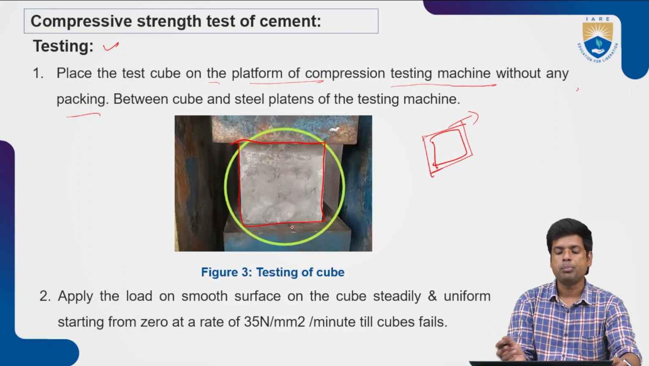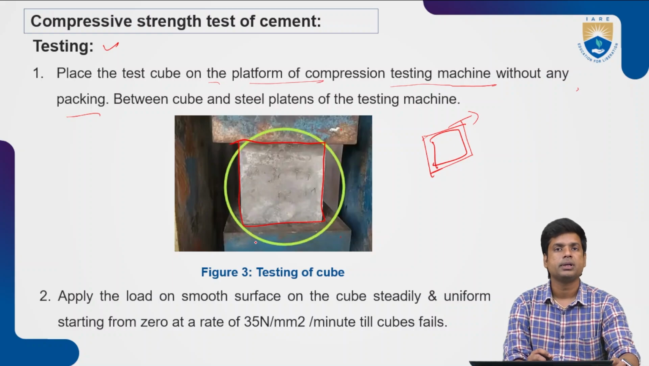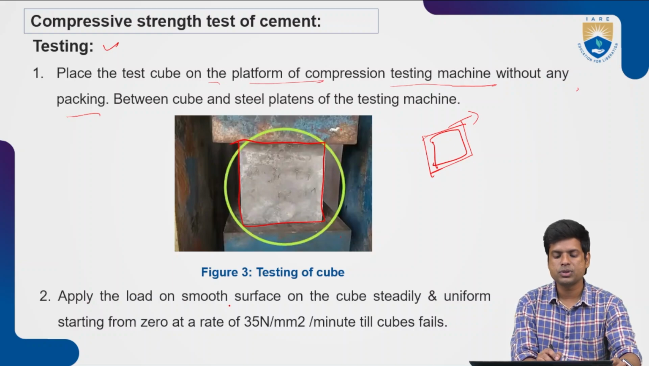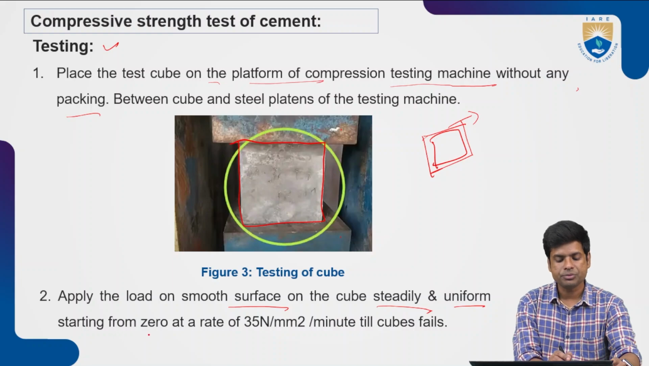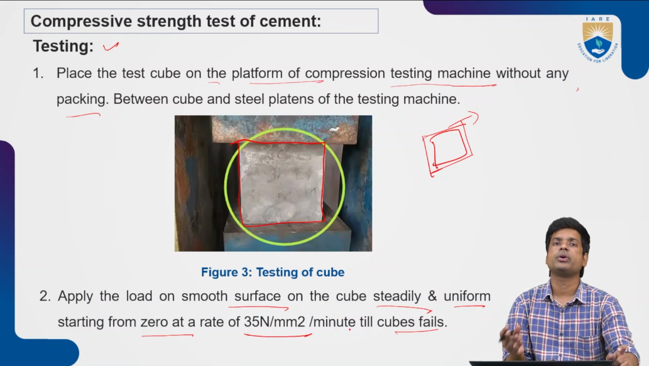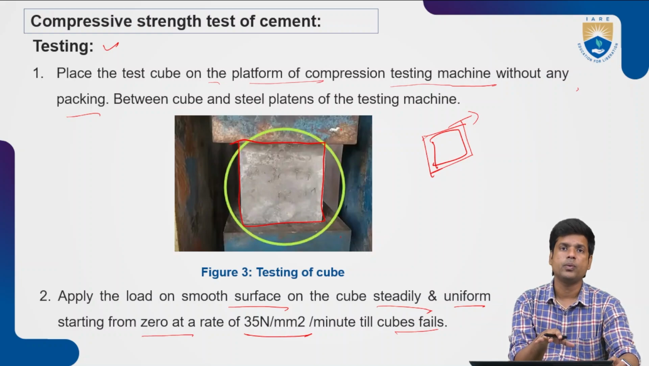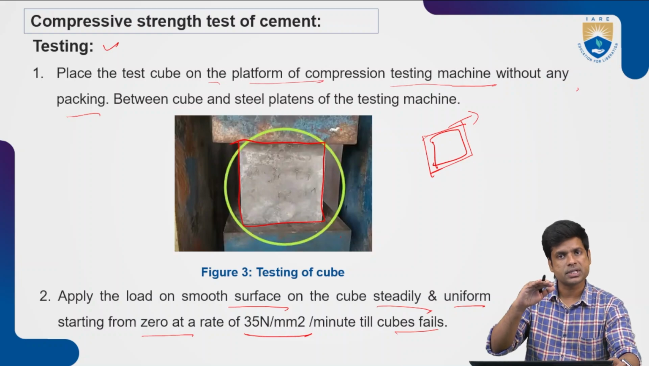Now apply the load on the cement mortar cube after placing it in the compressive testing machine. Apply the load on the smooth surface of the cube steadily and uniformly, starting from 0 at the rate of 35 Newton per mm square per minute till the cube fails. We are going to apply the load steadily. We are not applying the load suddenly, not an impact load or a sudden load. We are increasing the load steadily.